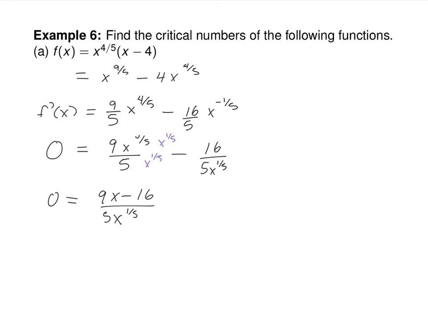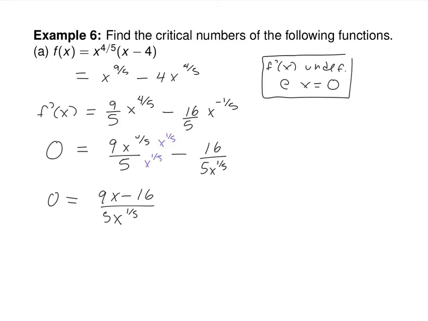Okay, so we're solving that equal to 0 and also figuring out where it's undefined. So where is f prime of x undefined? At x equals 0. And you only count those points if the original function was defined there. What I mean is, could you have plugged 0 into the original function? Yeah, you could have done 0 to the 4/5 power, right? So that's a place where the derivative is undefined.